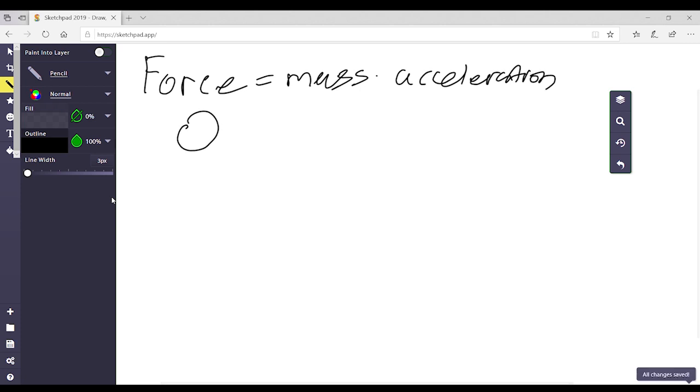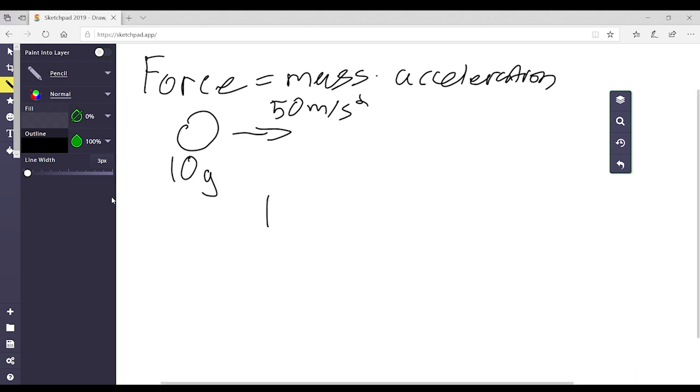So let's say you have a ball and it's moving across a table at an acceleration of 50 meters per second squared. And that just means that every second it gets 50 meters per second faster. So its velocity increases by 50 meters per second every second. And let's say that its mass is 10 grams.